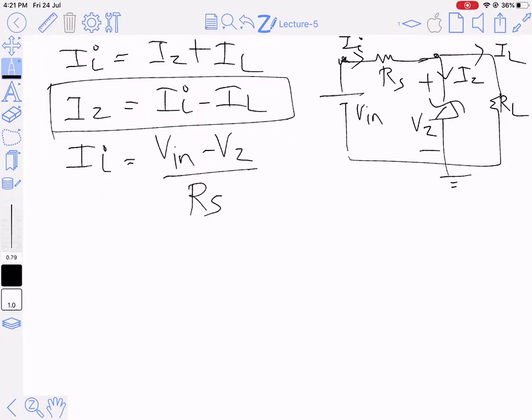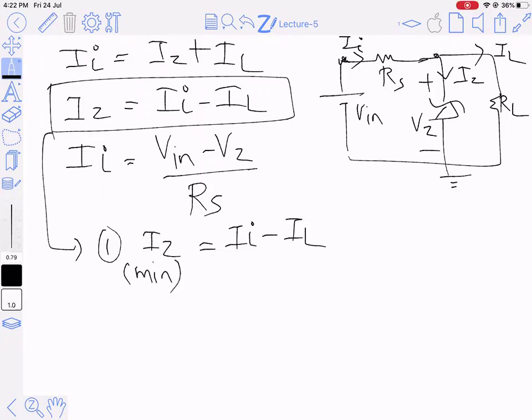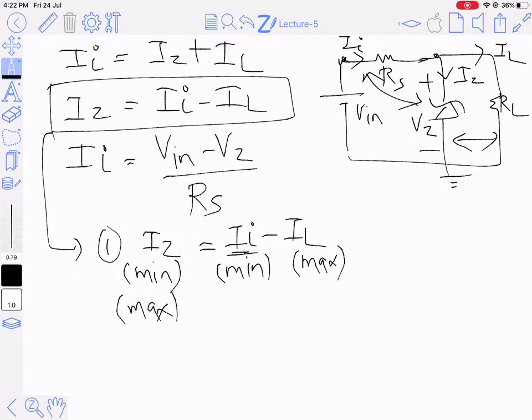So one thing we saw is that Iz is equal to II minus IL. When this is minimum, these two go hand in hand, so that will be minimum. These two currents go hand in hand, and these two oppose. So this is minimum, this is max, this is max, this is min.